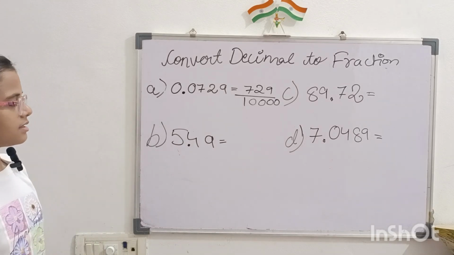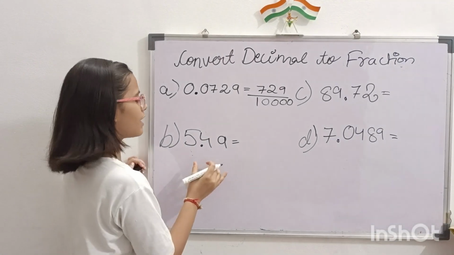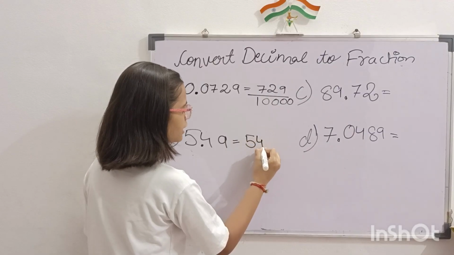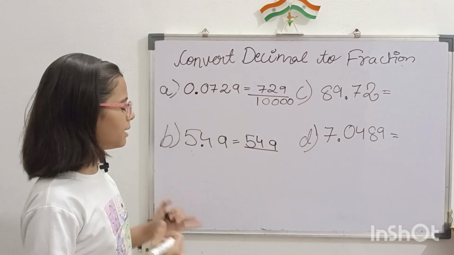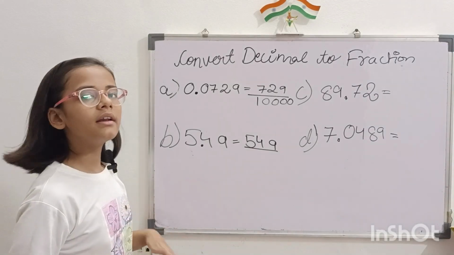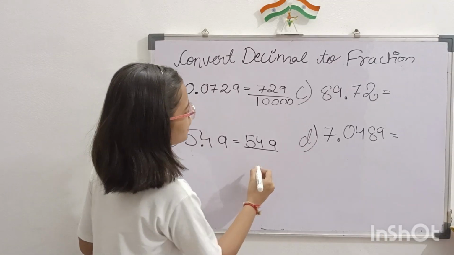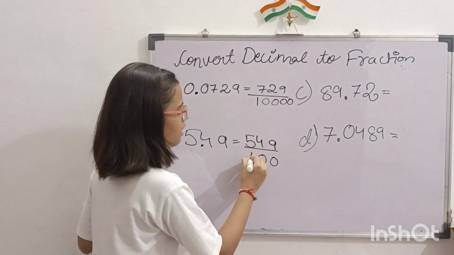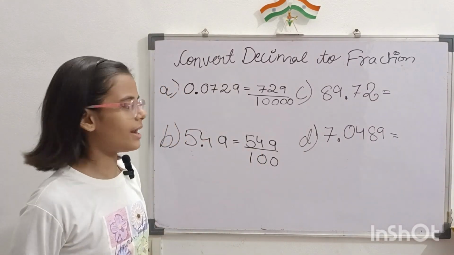Our next decimal is 5.49. So what we have to do is write this number 549. This is the numerator, and we have to count the number of digits after the decimal point. There are two digits after the decimal point. So we'll write two zeros here and another one before them. This is our answer. So 549 by 100.